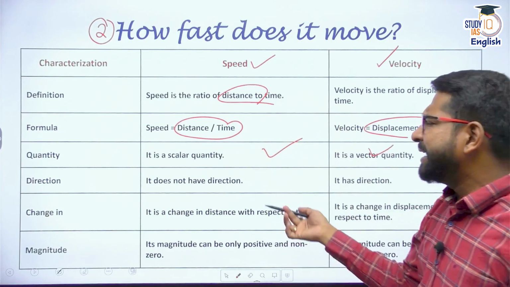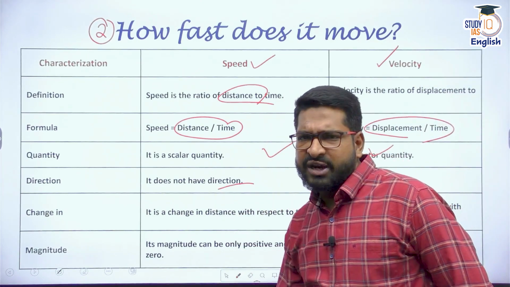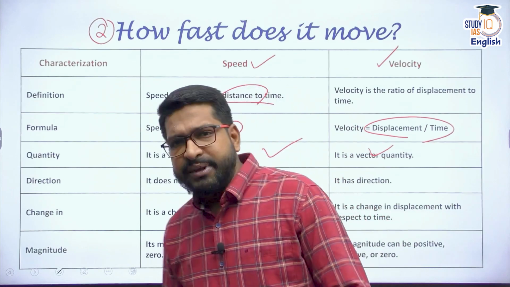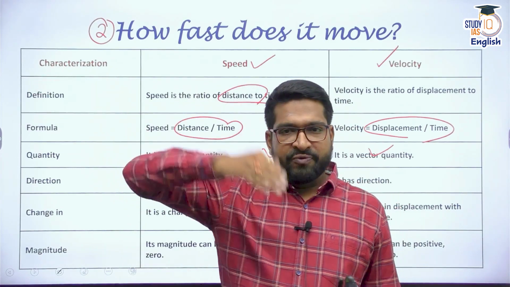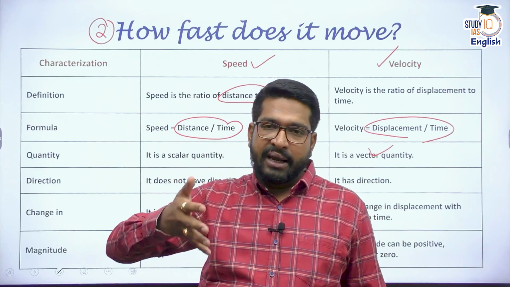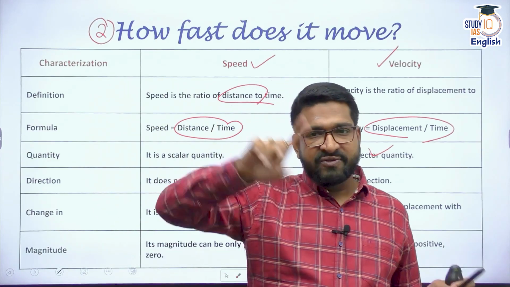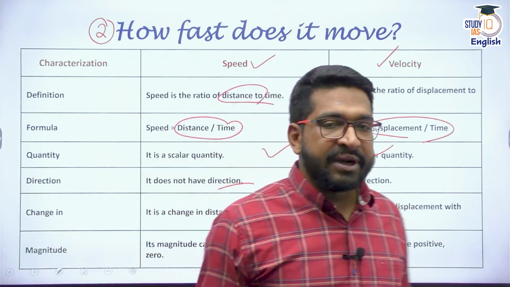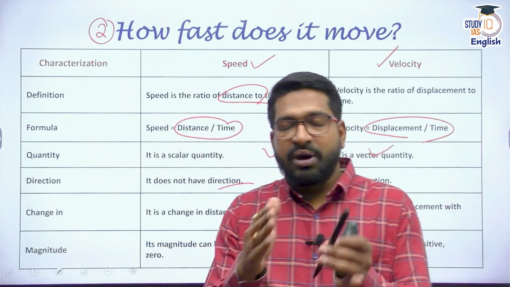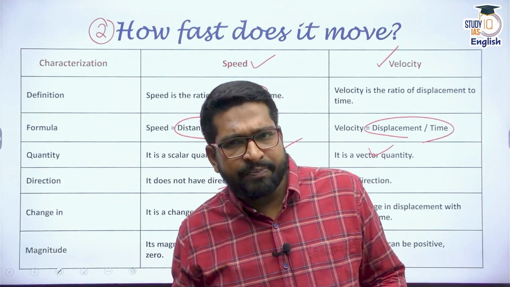Speed does not have any kind of direction. That means, say for example, I come from my home to my office, which is say 3 kilometers, and I cover that distance in 1 hour. So my speed would be 3 kilometers per hour. In 1 hour, I am completing a journey at a speed of 3 kilometers per hour.